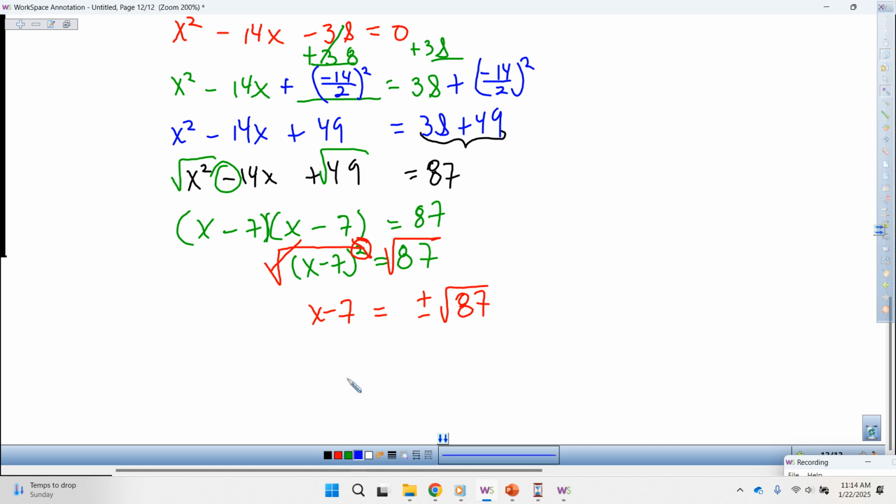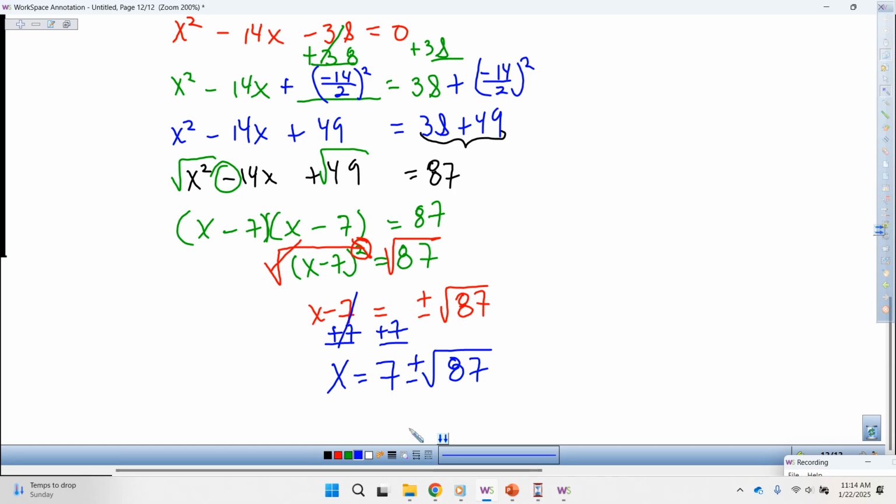Let's go to the next step. We need to leave x by itself. So what do I do here to get rid of the negative 7? We add 7 to both sides. We end up with x equals positive 7. And then what do we have next? Plus minus square root of 87.